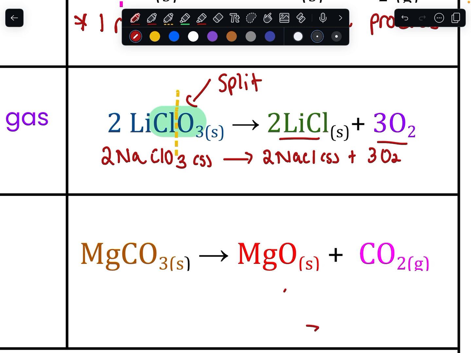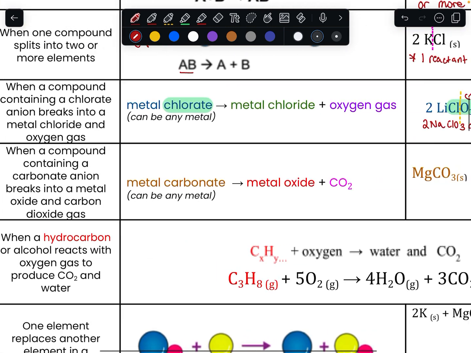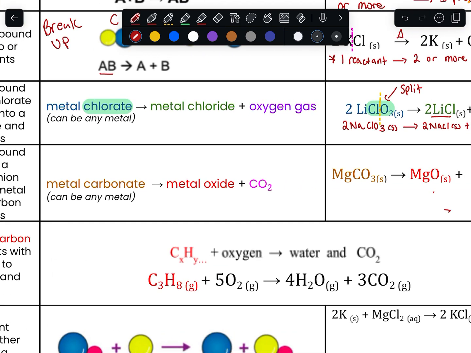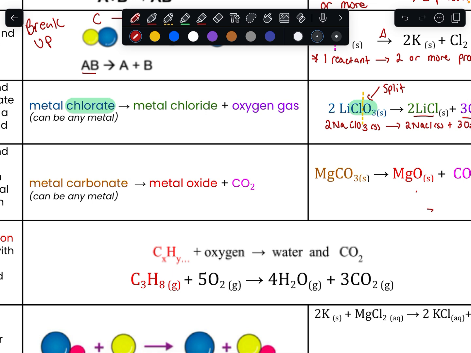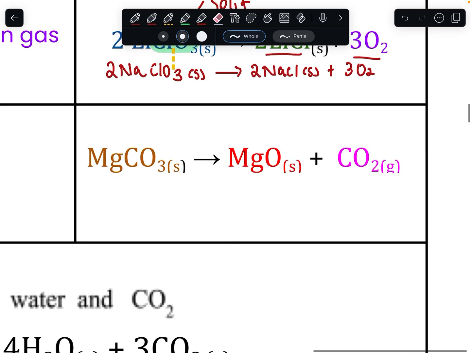That's a little bit cleaner of a breakup than what we're going to see on the next one. The decomposition of a carbonate, same idea, any metal plus carbonate. What it's going to do, though, is split into a metal oxide and carbon dioxide. Okay, so when I look at this reaction pattern, again, you should see only one thing to the left of the arrow, so one reactant, but we're going to be splitting it in a little bit of a weirder spot.